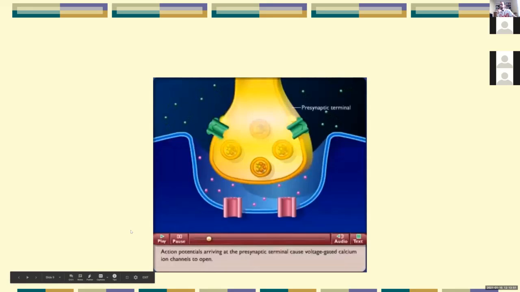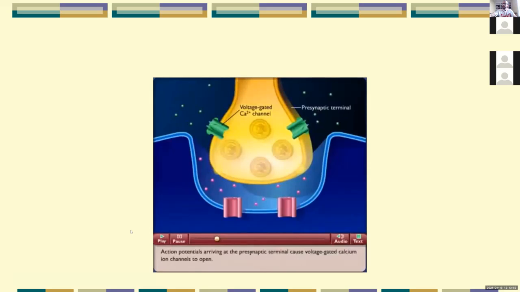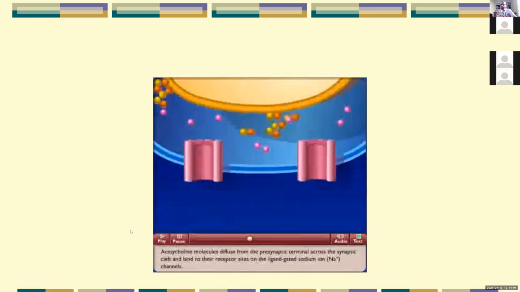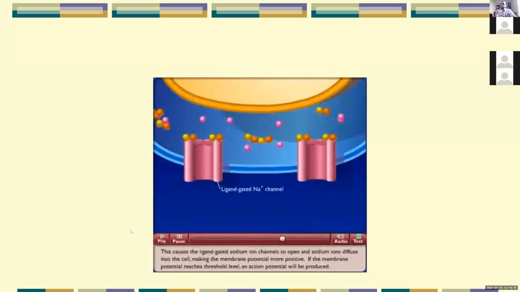Potentials arriving at the presynaptic terminal cause voltage-gated calcium ion channels to open. Calcium ions diffuse into the cell and cause synaptic vesicles to release acetylcholine, a neurotransmitter molecule. Acetylcholine molecules diffuse from the presynaptic terminal across the synaptic cleft and bind to their receptor sites on the ligand-gated sodium ion channels. This causes the ligand-gated sodium ion channels to open and sodium ions diffuse into the cell, making the membrane potential more positive. If the membrane potential reaches threshold level, an action potential will be produced.